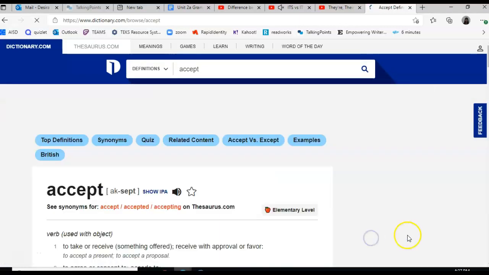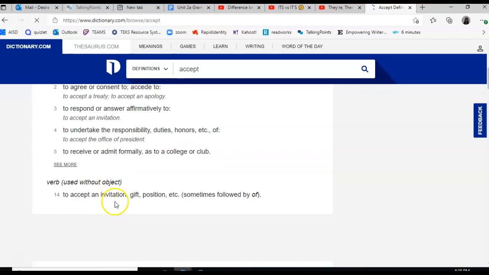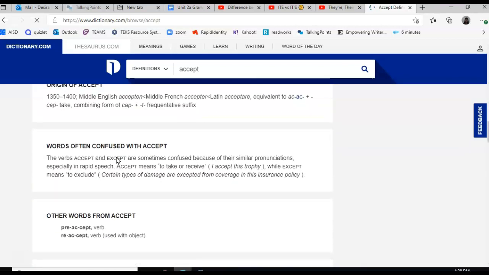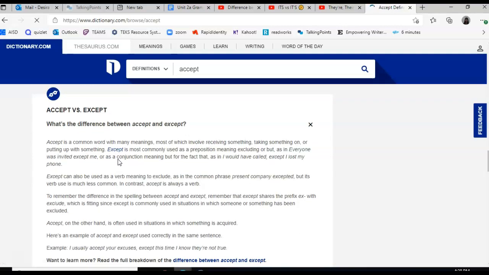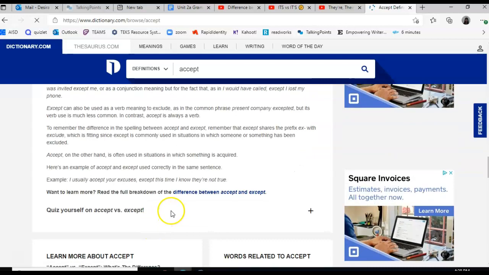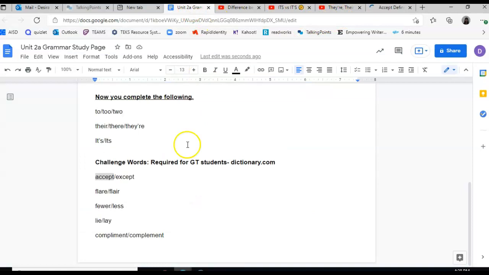Sorry, my computer's a little slow. There we go. So here's accept. You can look down the definitions. You can scroll down to look at examples of the word. This actually will tell you the difference between accept and except, so you can see what they have here as you investigate the differences. Then you go back to your study page and tell me the differences between these two words. When would you use each of them? And create a sentence to show that you know how to do it.